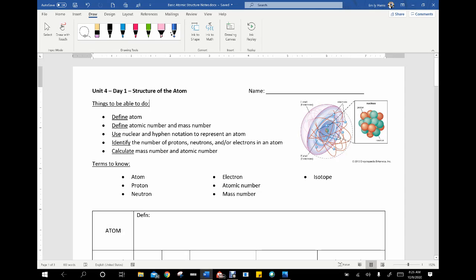Hey everyone! The focus of today's lesson is the basic structure of an atom. For most of you, this is something you've probably covered in some detail in previous science classes such as physical science. You began today by watching a video that detailed some of the history behind how the model of the atom was developed.